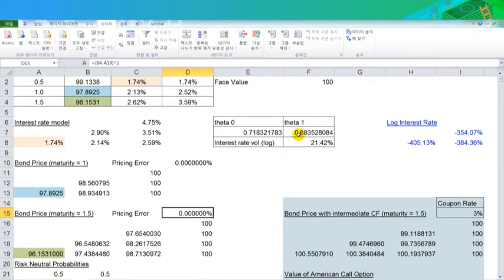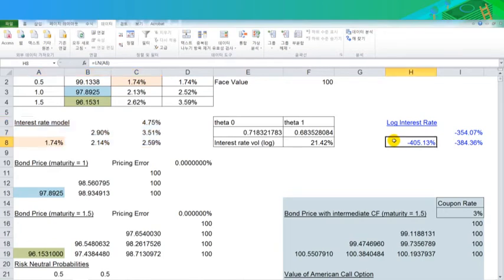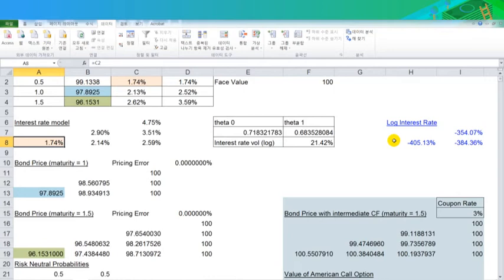Okay, so theta 1 is 0.68. Now everything is consistent. Pricing error is 0, so the 1 year bond price is the same, the 1.5 year price is the same, and then our interest rate tree looks like this, and the underlying BDT log interest rate looks like this. So we fit the bond prices for the BDT model. Now we have this theta 0 and theta 1.